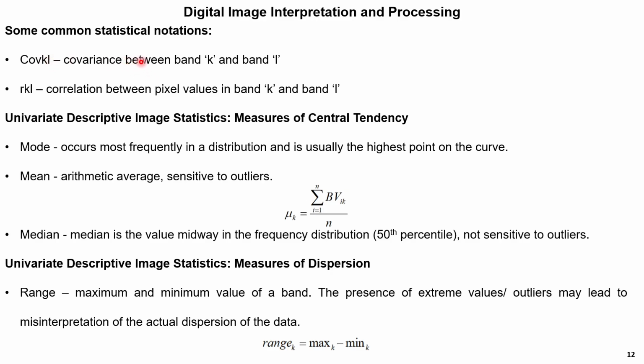Then some other coefficients are covariance of KL. Covariance is when the data is not independent, and RKL is the correlation between the pixels. That is the correlation coefficient. Okay, so these are some of the notations. Till now, do you have any doubts?